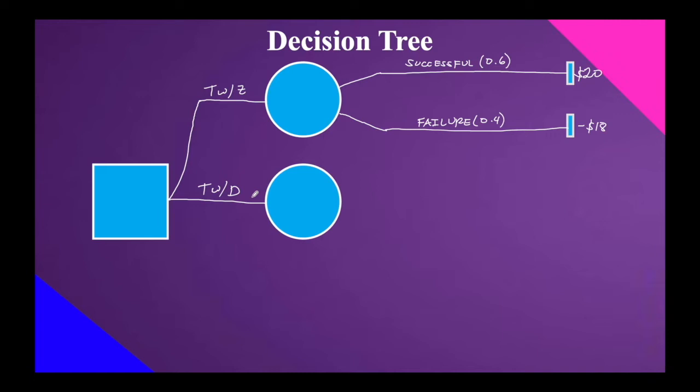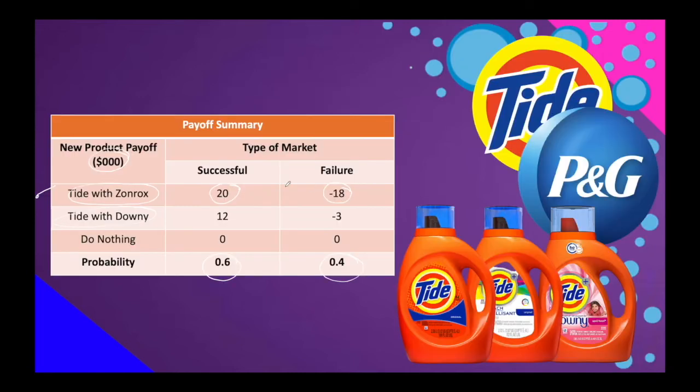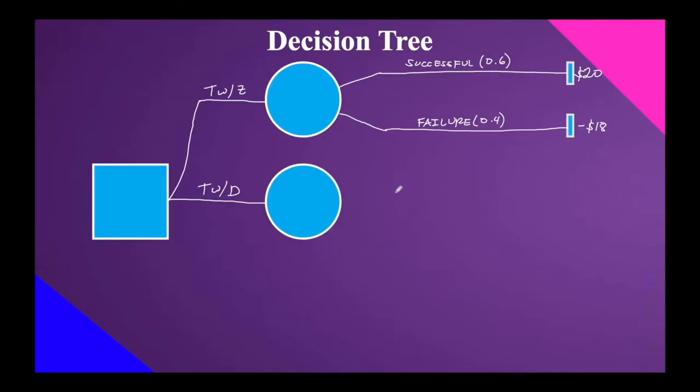Anyway, so balik tayo sa payoff table. As you can see, Tide with Downy, ayan yung nalagay na natin. Successful tsaka failure. So, 12 and negative 3. Same probability, 0.6 and 0.4. So, let's go back. We have our terminal node here. Okay. And this one.